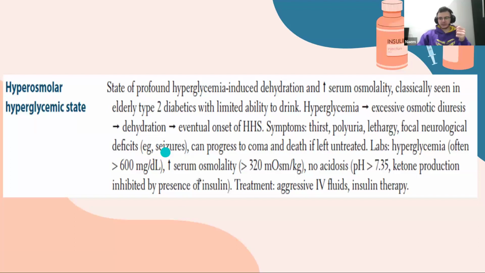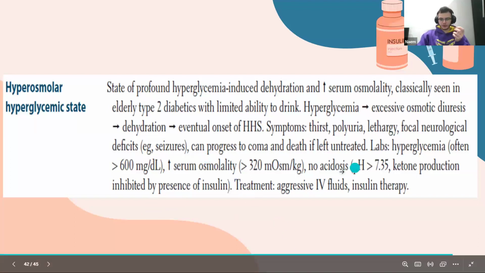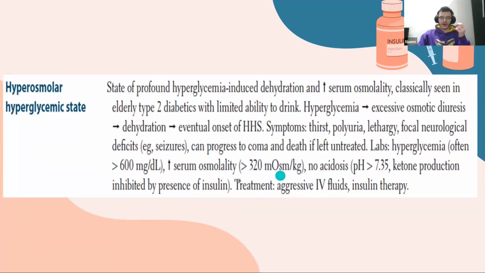Again, as we said, dehydration and hypovolemia could lead to those. You're going to have very high levels of serum osmolality, way higher than normal, and very high levels of glucose in the blood, as we said. The treatment is just to give fluid because, again, you're dehydrated. Give fluid, give insulin, you should be fine.